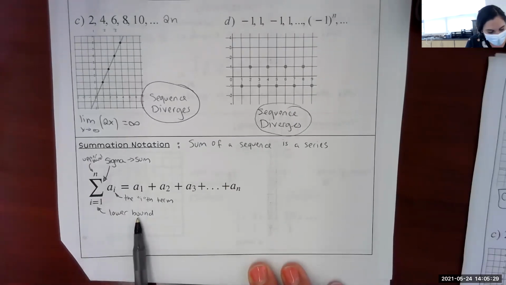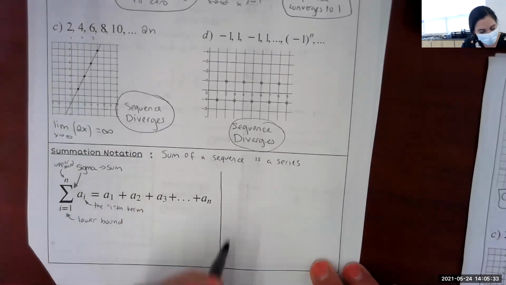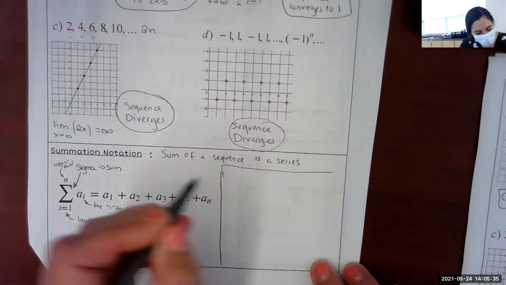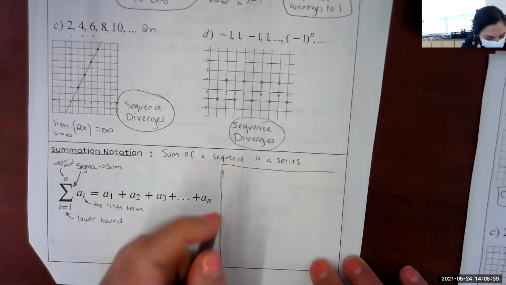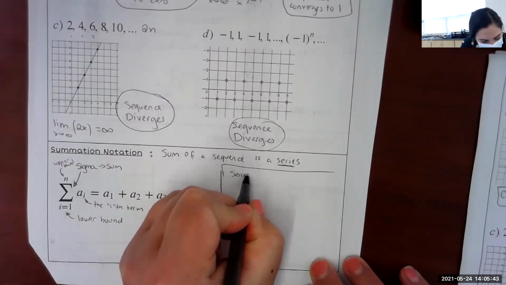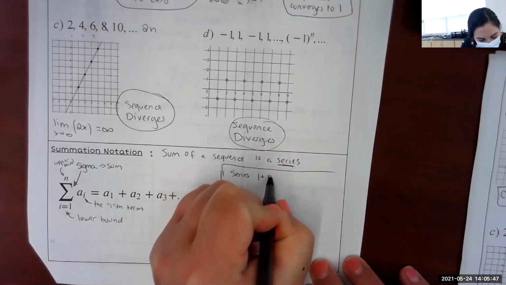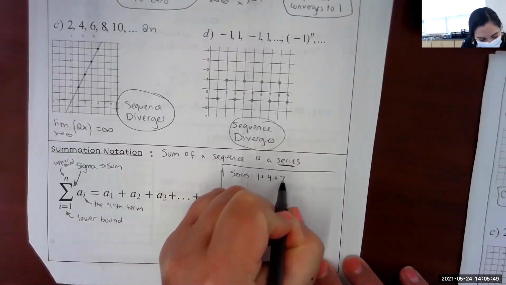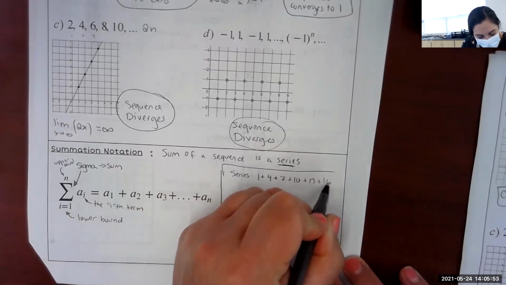So for example, I'm going to put a little example here. Let's say I had a sequence, or a series, excuse me, a series is when you're using sums. So let's say the series is 1 plus 4 plus 7 plus 10 plus 13 plus 16.